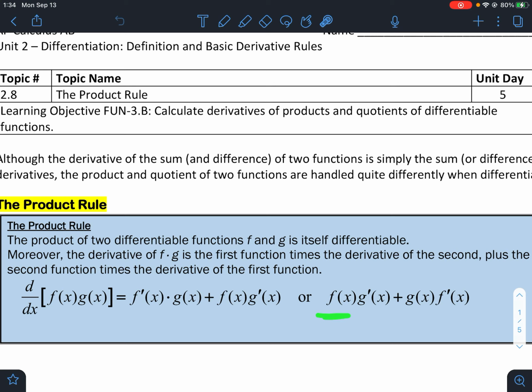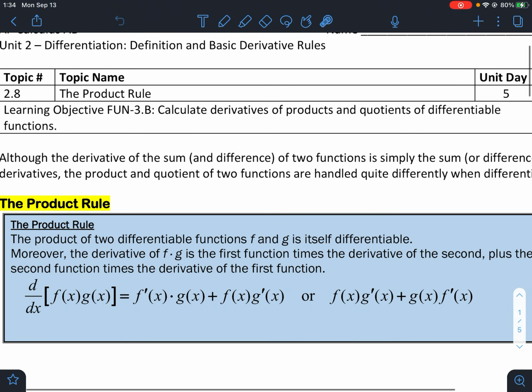It's the first function, f, times the derivative of the second function, plus the second function, g, times the derivative of the first function. Because 2 plus 3 equals 3 plus 2, you can switch those around as well and get the same answer.